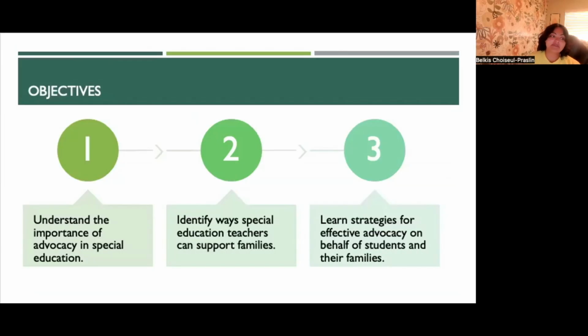So looking at our objectives for the week, we're going to discuss what advocacy means in a larger sense and why it's important. Then we're going to look at how to build partnerships with families, how to support them through the IEP process and empower them with resources. And then we'll look at some effective strategies for advocacy on behalf of our students and their families.